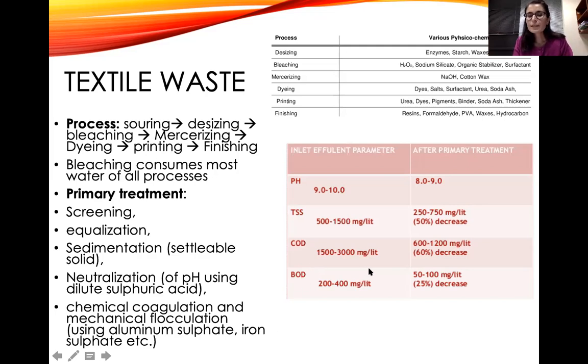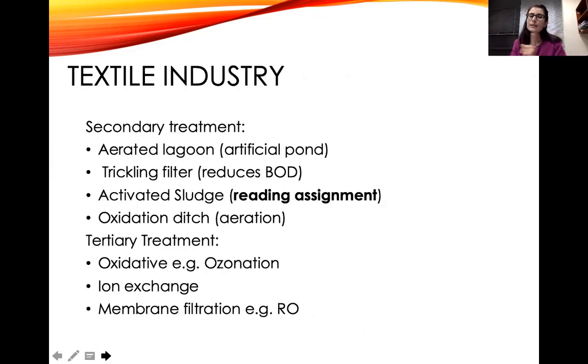Here, if you look at it, the BOD is still high. It has only been reduced by 25%. The rest of them have been reduced, but the BOD hasn't been reduced. So what do you do then? You now use the microorganisms or the live protozoans, anything else, algae, fungi, to utilize the nutrients, right? So that's what happens in the secondary treatment process.